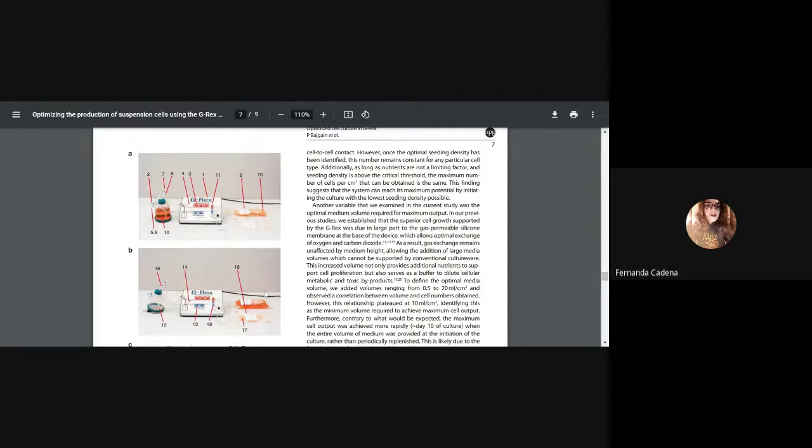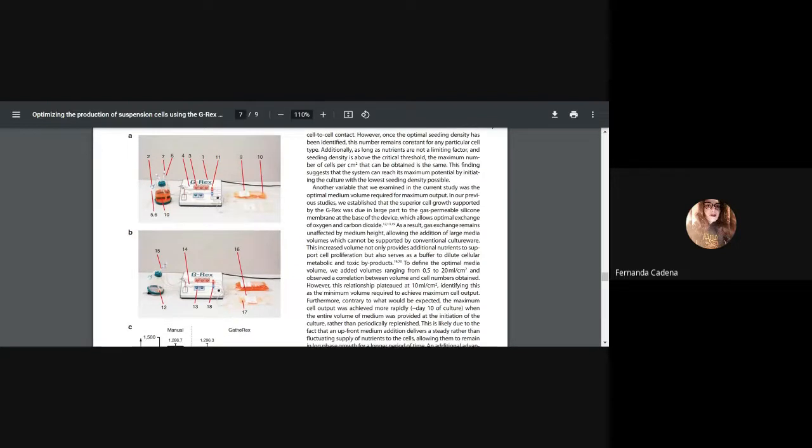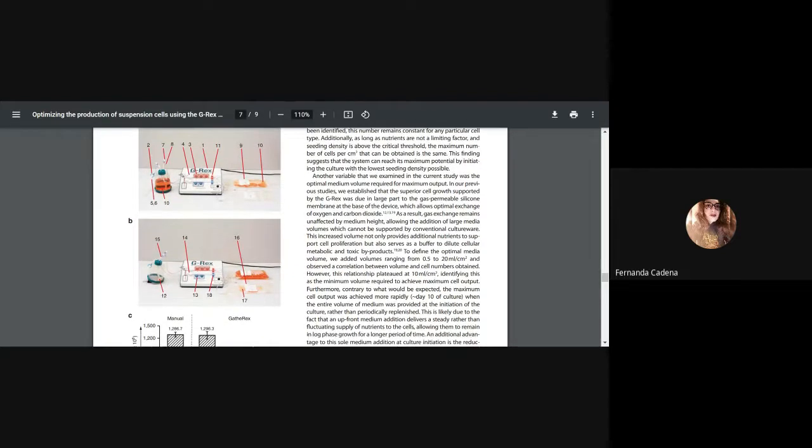And in B, number 12 is the resuspended cells. 13 is the cell collection button. 14 is the cell line clamp. 15, the cell collection port. 16, the cell collection bag. 17, the harvested cells, and 18, the cell line optical detector.